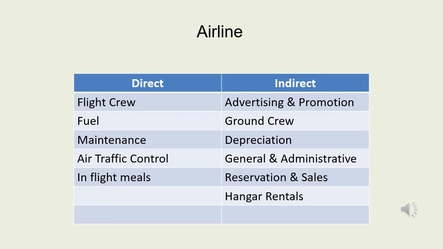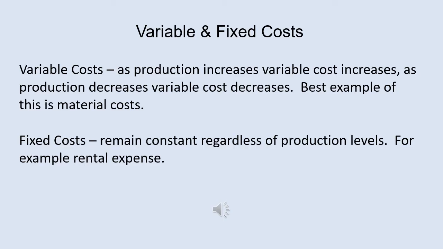We're going to end off this lesson by talking about variable and fixed costs. And we've talked a little bit about this before. A variable cost is directly related to production. As production goes up, variable costs go up. As production goes down, variable costs go down.